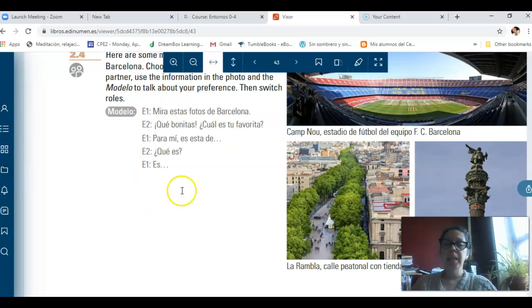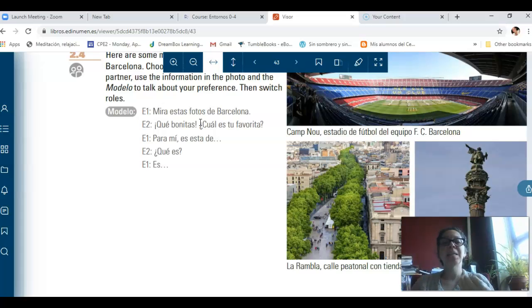See? And then the other student is saying, qué bonitas son las fotos. And then the next question is, ¿cuál es tu favorita? ¿Cuál es tu foto favorita? Once you start answering that question, you're expressing your opinion because you are selecting. Once you start selecting, you are expressing an opinion. Okay?